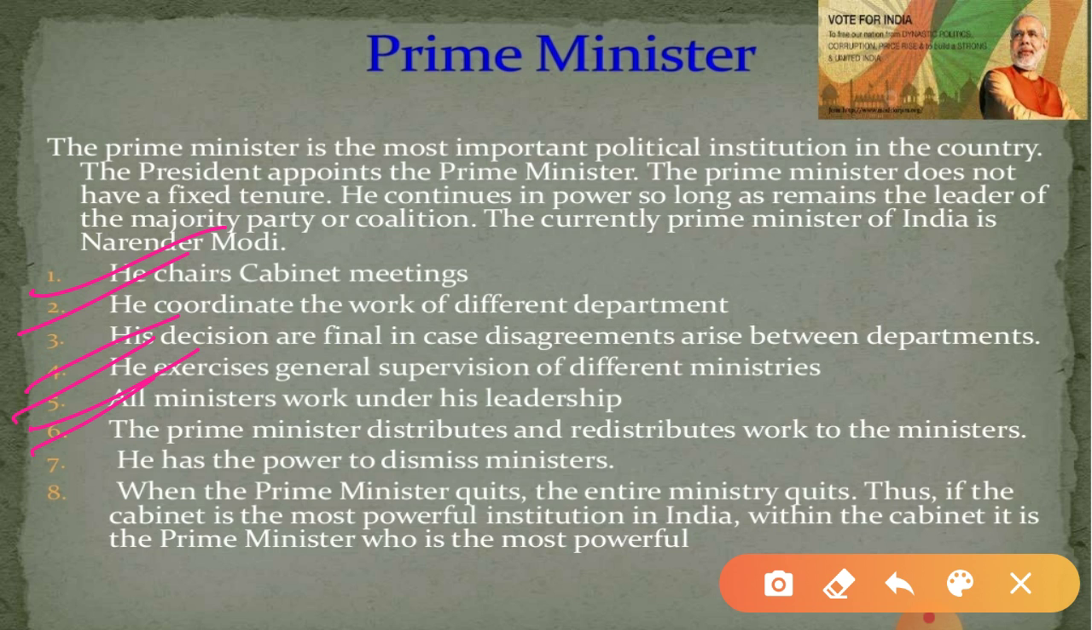The Prime Minister distributes and redistributes the departments. As you know, there are different departments like food minister, finance minister, education minister. So the Prime Minister can change the ministry at any time. He can divide the ministry as well as redistribute the ministries. He has the power to dismiss a minister if he finds that the minister is not working, so he can dismiss them also. When the Prime Minister quits, the entire ministry quits, means if the Prime Minister gives his resignation, the entire ministry has to quit without giving a resignation.